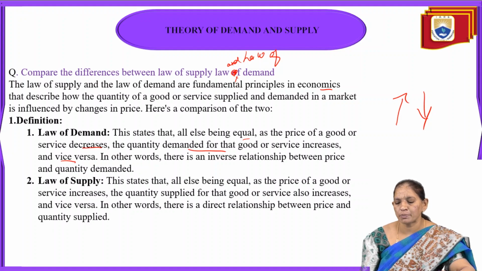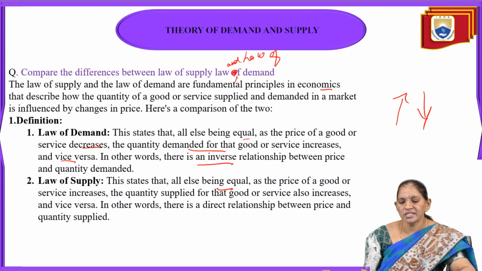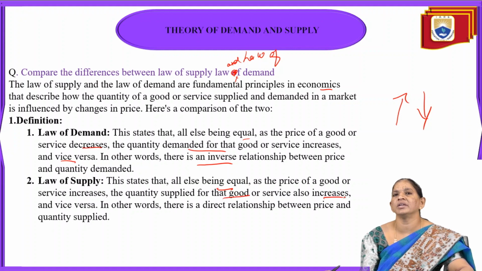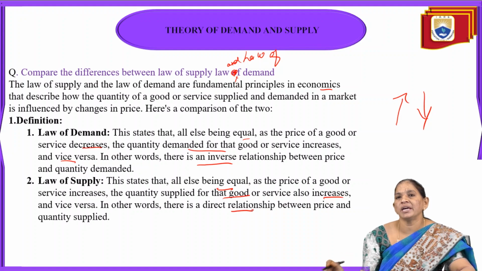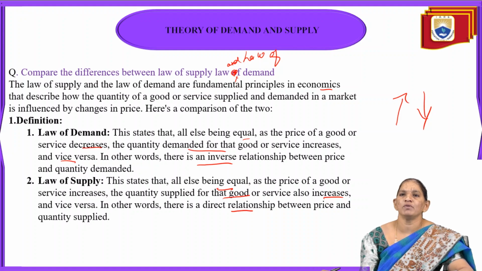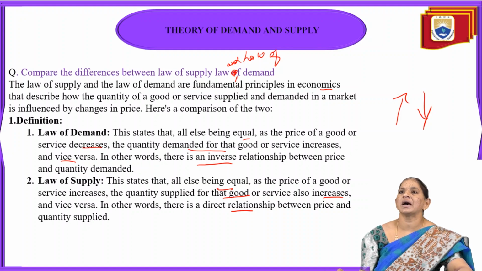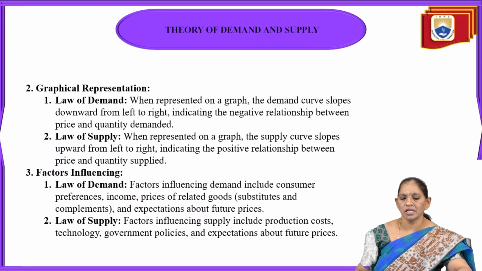But coming to the law of supply, when all things are equal, if the prices of goods and services increase, the quantity supplied of the goods will also increase. This means a positive or direct relationship. When the price increases, the producer wants to gain more profit and supplies more goods to the market. The law of demand has a negative or inverse relationship, but the law of supply has a positive or direct relationship.